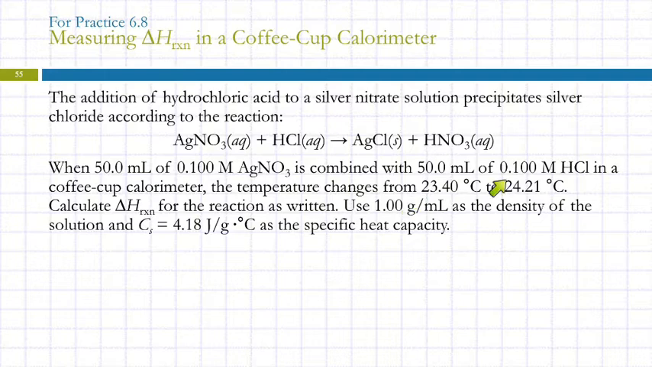So we've got this temperature change. We're supposed to calculate delta H, the heat of reaction, for the reaction as written. Use 1 gram per milliliter as the density of the solution and a specific heat capacity of 4.18 joules per gram degree Celsius.